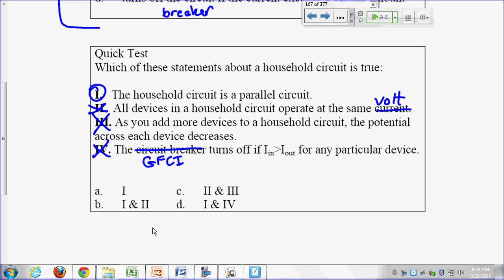All right. So this is just sort of how your house is laid out. Again, here we have the light, which is on a separate circuit from the outlets. Have any questions?